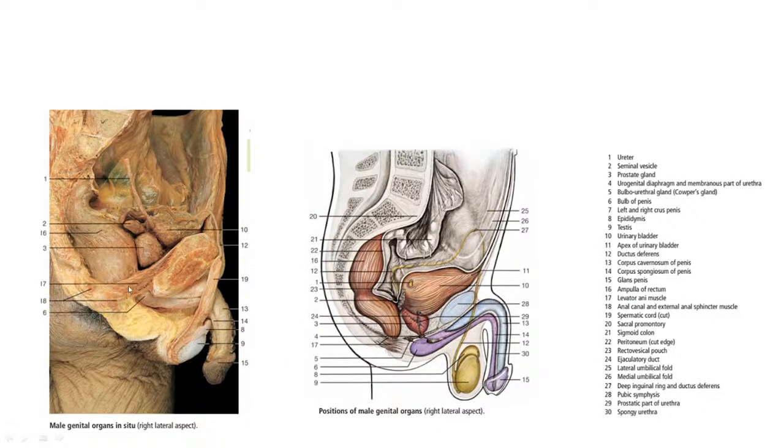You see a genital organ of the male. This is the prostate gland. This is the urinary bladder. This is the urethra. This is a seminal gland. And you see the ductus deferens. This is the spermatic cord. This is the epididymis. This is the testis.